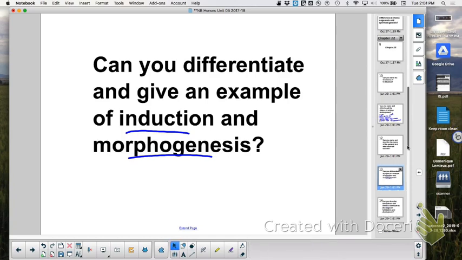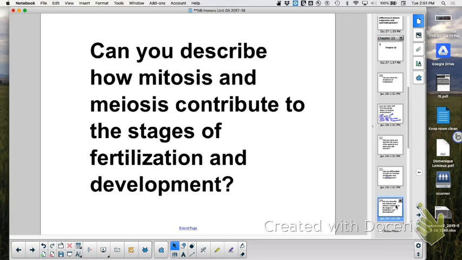Okay, what's next here? Can you describe how mitosis and meiosis contribute to the stages of fertilization and development? What makes the gametes? Meiosis. Once you form a zygote, what's it going to do from then on out? Mitosis. It's going to keep doing mitosis, mitosis, mitosis until you get to the point where you're ready to go, right? And then you will do what? Meiosis. But all the development, what we think of as development, is all mitosis.